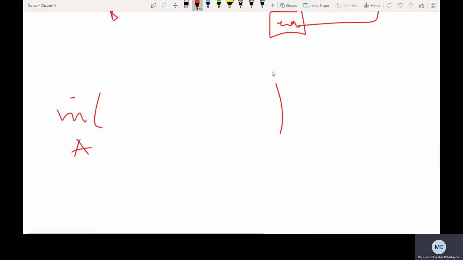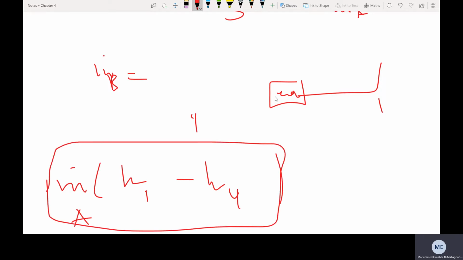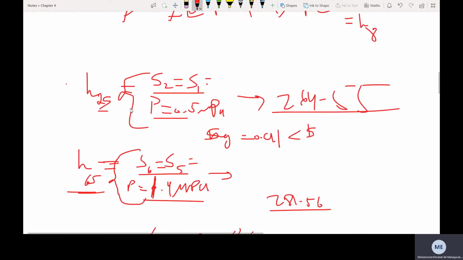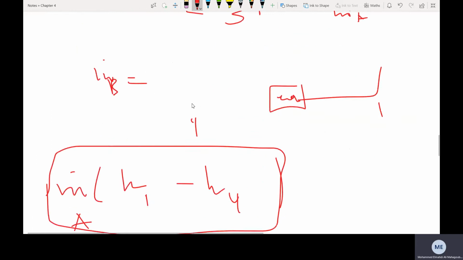Okay, so the rate of heat removal from this evaporator, here we have state 1, here we have state 4, so it is H1 minus H4. This is the rate of heat removal from the refrigerated space. And also, what does it need? The COP of this refrigerator.